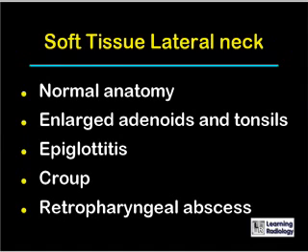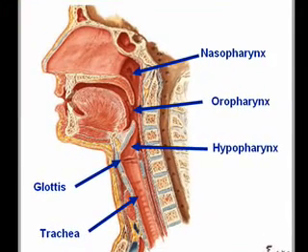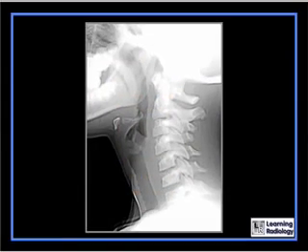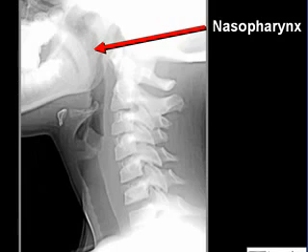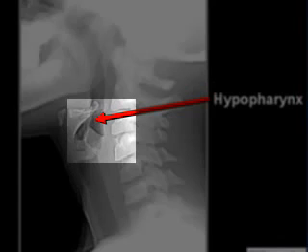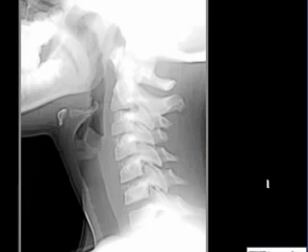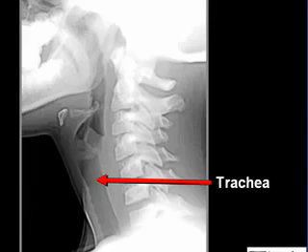We're going to look at the normal anatomy, enlarged adenoids and tonsils, epiglottitis, croup, and retropharyngeal abscess. This is a drawing by Netter of the pharynx divided into the nasopharynx, oropharynx, hypopharynx, glottis, and trachea. This is an enhanced version of a soft tissue lateral neck demonstrating the nasopharynx, the oropharynx, the hypopharynx, the glottis, and the subglottic trachea.